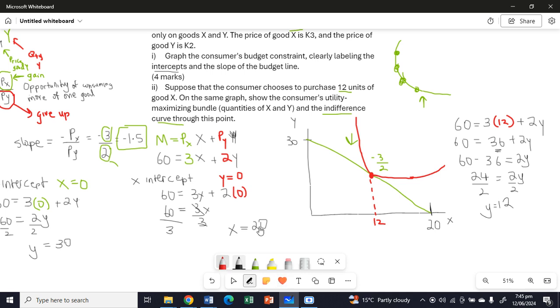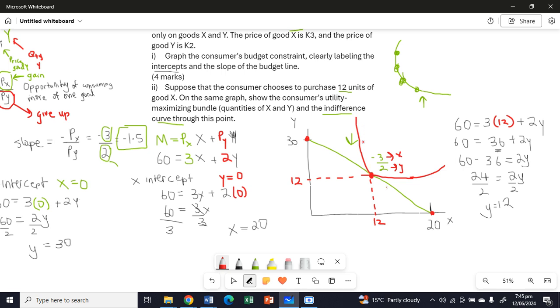So the combination of good X and good Y that gives us the most satisfaction is 12 units of good X and 12 units of good Y. When we purchase 12 units of good X and 12 units of good Y, we're going to get our maximum satisfaction. So we are done with the question. We've shown the intercepts, our Y-intercept and X-intercept. We've shown our slope, -3/2, which is telling us we need to give up 2 units of good Y to get 3 units of good X.